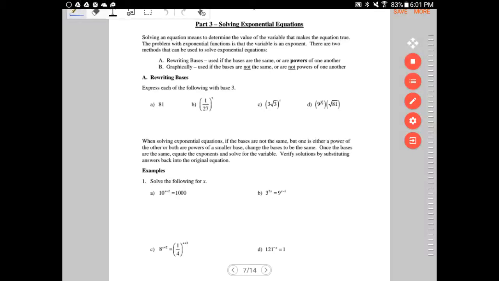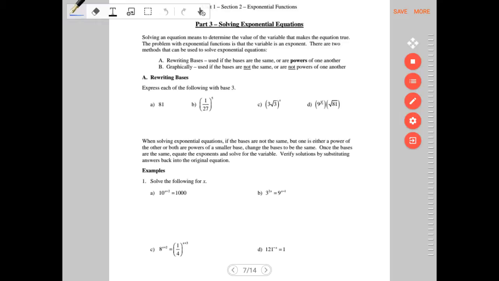Solving exponential equations, Part 3. Solving an equation means to determine the value of the variable that makes the equation true. The problem with exponential functions is that the variable is an exponent. There are two methods that can be used to solve exponential equations.